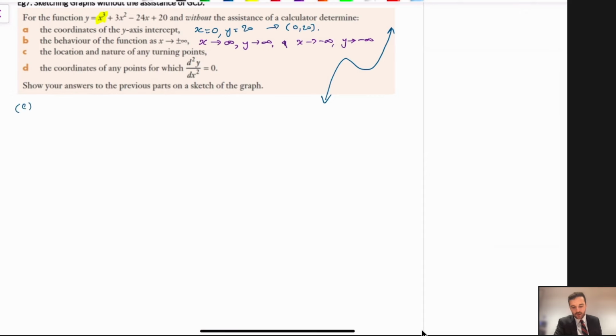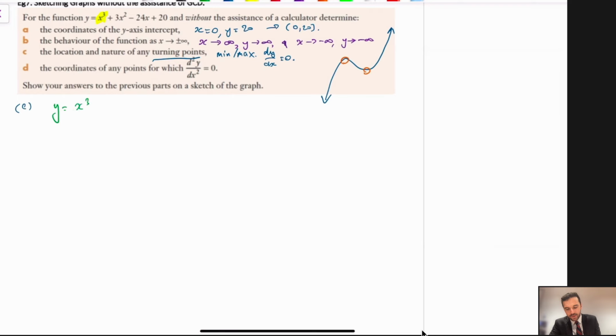Let's go on to C, the location and nature of any turning points. What we're going to do here is work out this turning point and that turning point there. We can use our graph, but I also want to double check using our double diff test. First thing, a turning point is either a min or a max, and we know dy by dx at this point is 0. So we've got to differentiate.